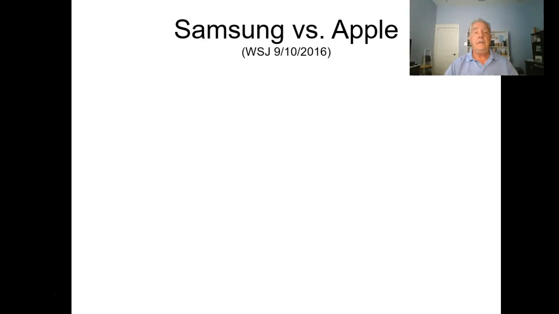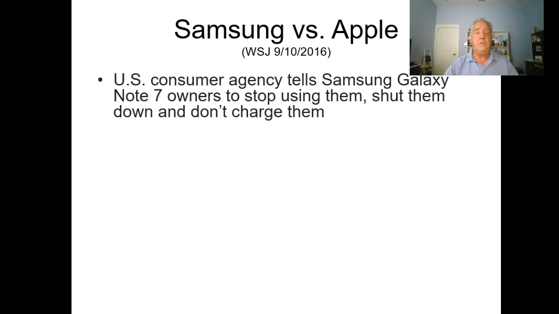All right, this is an example that occurred in the Wall Street Journal. I was teaching at a Harmony STEM school when this occurred, and we did this analysis in class. It was kind of interesting for the students to participate in. This is an article in the Wall Street Journal on the 10th of September in 2016, and it relates to the Apple problem with the Galaxy Note 7.